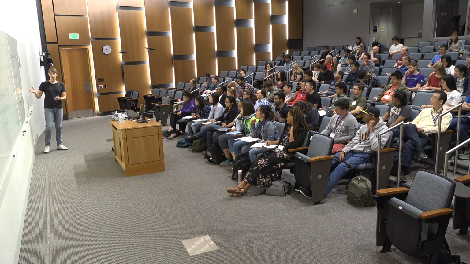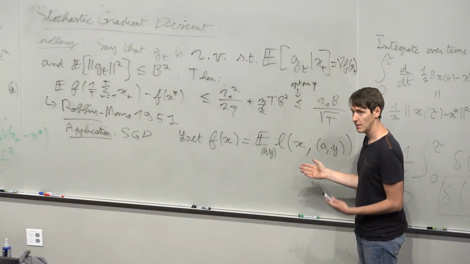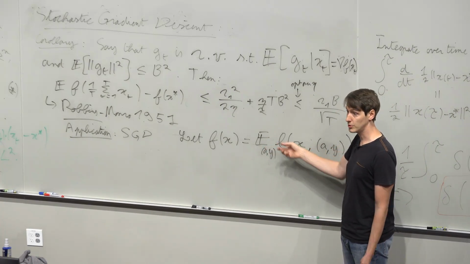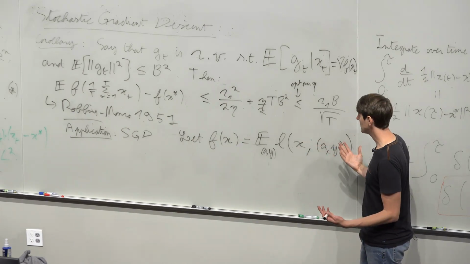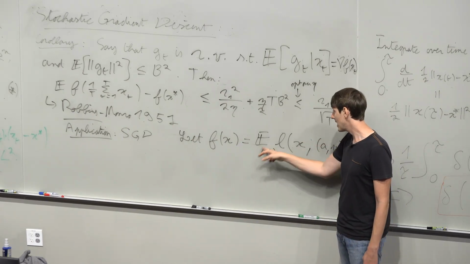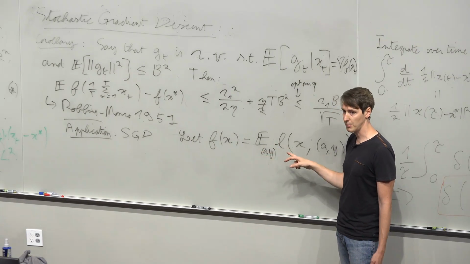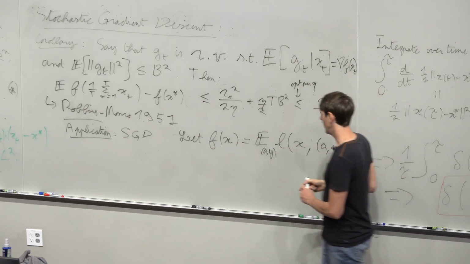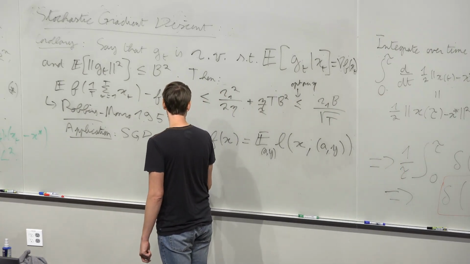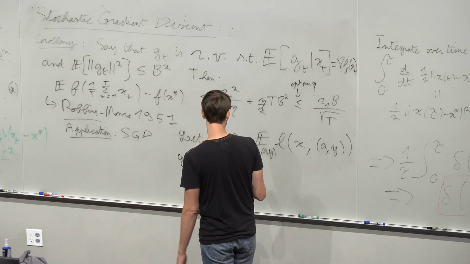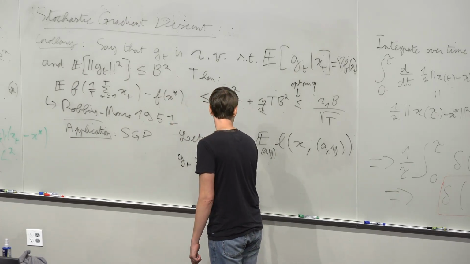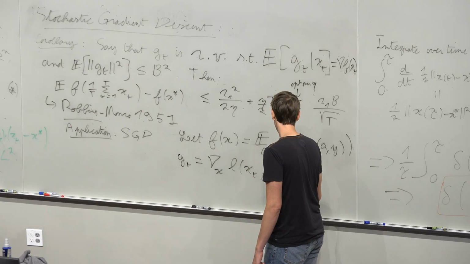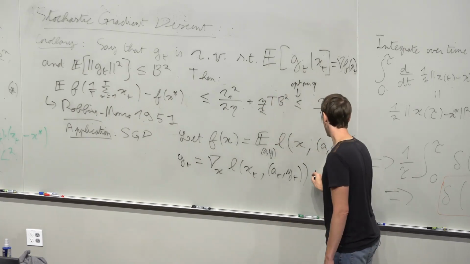Now, how could we optimize this? We could try to run gradient descent. But we have a problem because we cannot compute this expectation. We don't know the distribution. But in the statistical learning framework, what we have access to is an IID stream of examples. So using an IID example, we can compute an approximate gradient. G t, which is equal to the gradient with respect to x of L of x t at a t, y t, is a stochastic gradient.